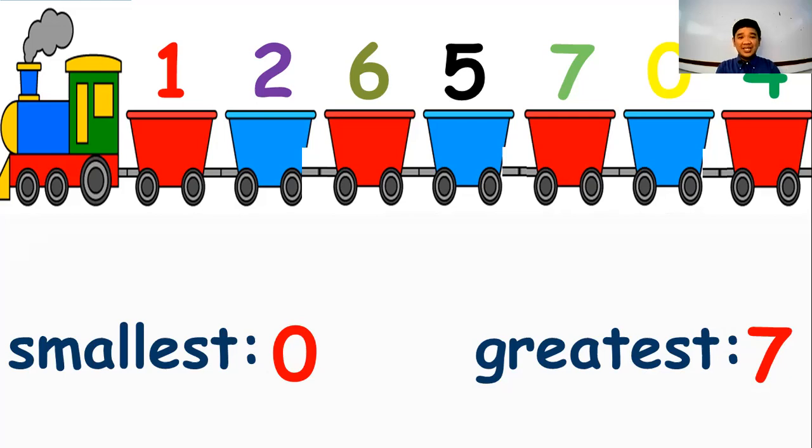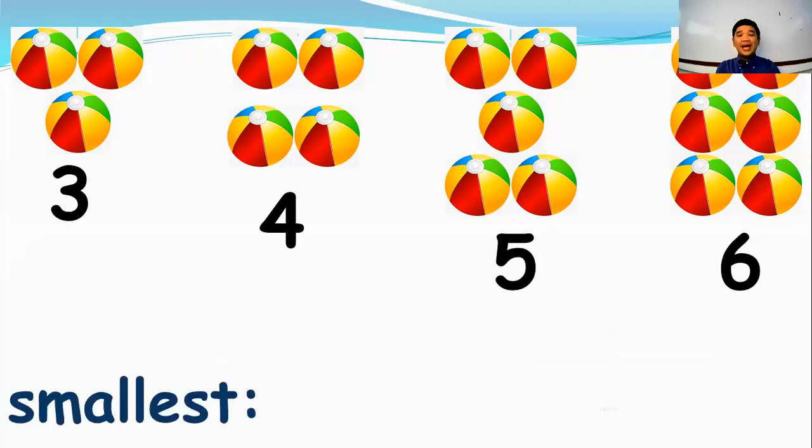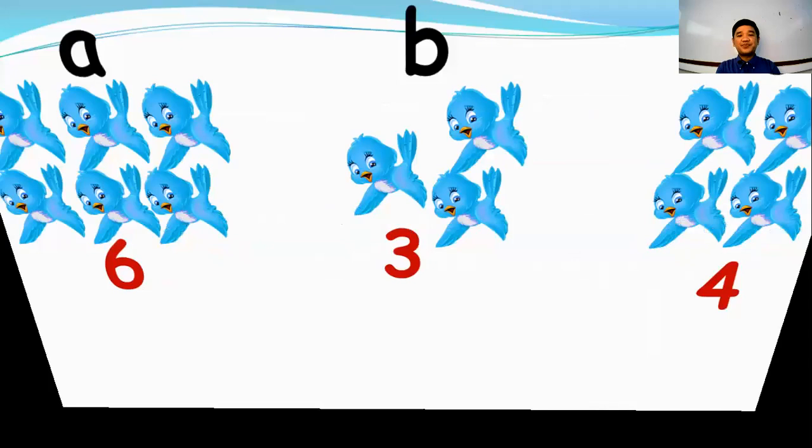So that is how we are going to identify who is the smallest and who is the greatest number. And another one, in these given numbers, together with the objects, we have 3 balls, 4 balls, 5 balls, and 6 balls. Let us identify the smallest number and the greatest number. Who is the smallest among the given numbers? The smallest number is 3. And the greatest number is 6. That's right.